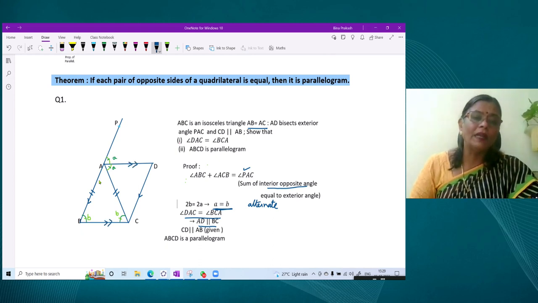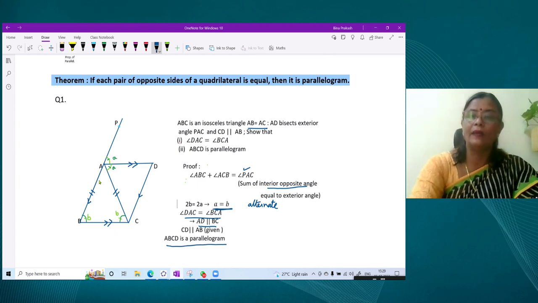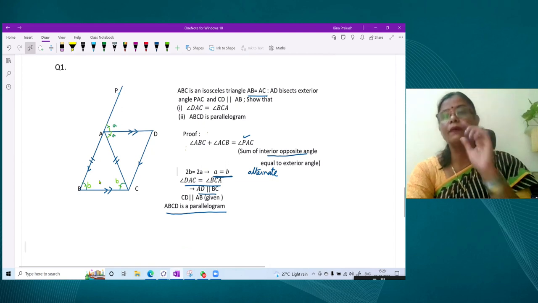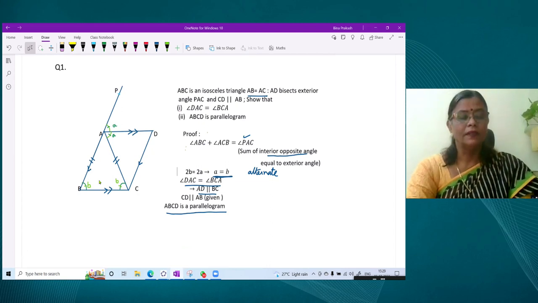So what will this quadrilateral be? A quadrilateral where both pairs of opposite sides are parallel. What is such a quadrilateral known as? It is known as a parallelogram. So that's an application of this. Then we'll move on to the questions from the exercise in the next class.